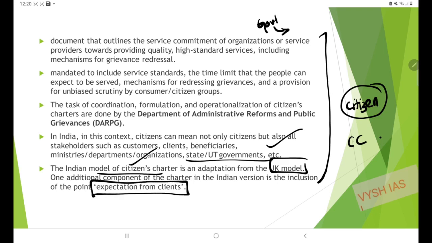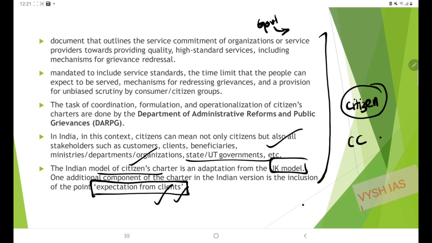That means not only should the citizen charter specify the motives, vision and mission of the organization. That is not the only thing which needs to be mentioned, but also the expectation from clients. What is the demand of the client or the citizen, that also should be included. So that should be taken care of.